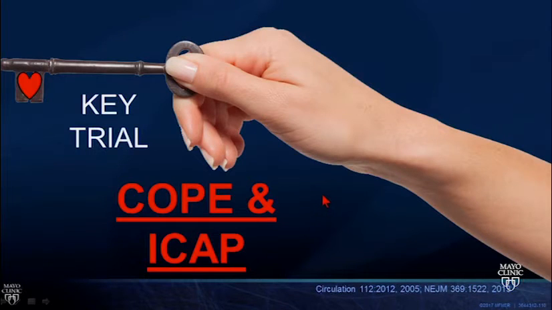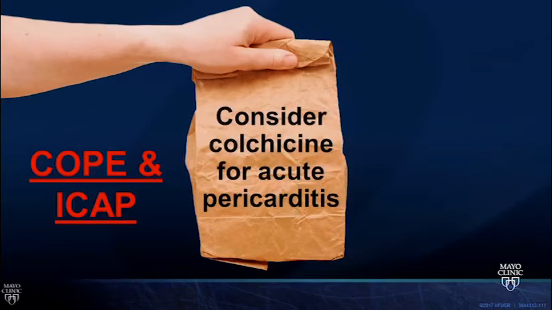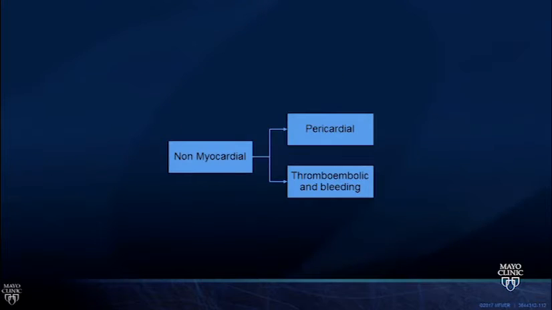When we look at some of the trials, there haven't been a lot of specific trials for post-infarct pericarditis, but if we generalize some of the pericarditis trials, COPE and ICAP, what we've learned is that addition of colchicine to the regimen decreases recurrence of pericarditis as well as recurrent hospitalizations associated with pericarditis. So my regimen for these patients is to put them on high-dose aspirin and accompany that with colchicine. So the take-home point from COPE and ICAP is to consider colchicine for acute pericarditis, even in the setting of post-MI. Let's talk about thromboembolic and bleeding complications.